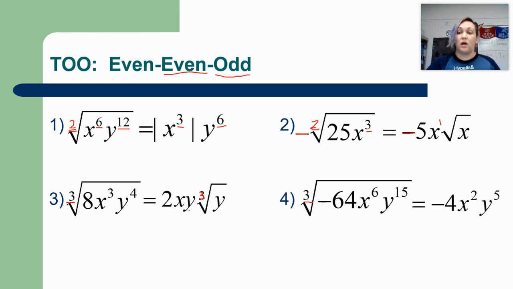And then here is our answer for number 4. And there was nothing left over in number 4. We talked in the first video about how when you have an odd index and a negative, then your answer is just negative. So remember, imaginary is only for even indexes. This concludes all of our videos for today.